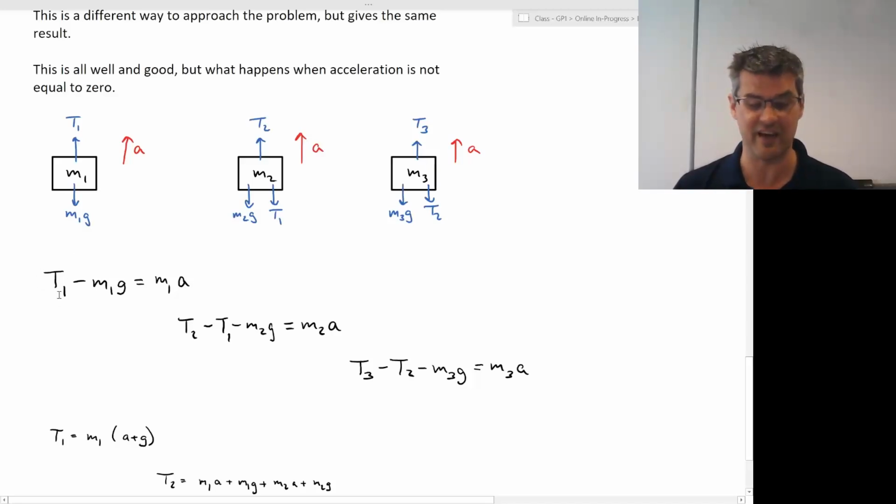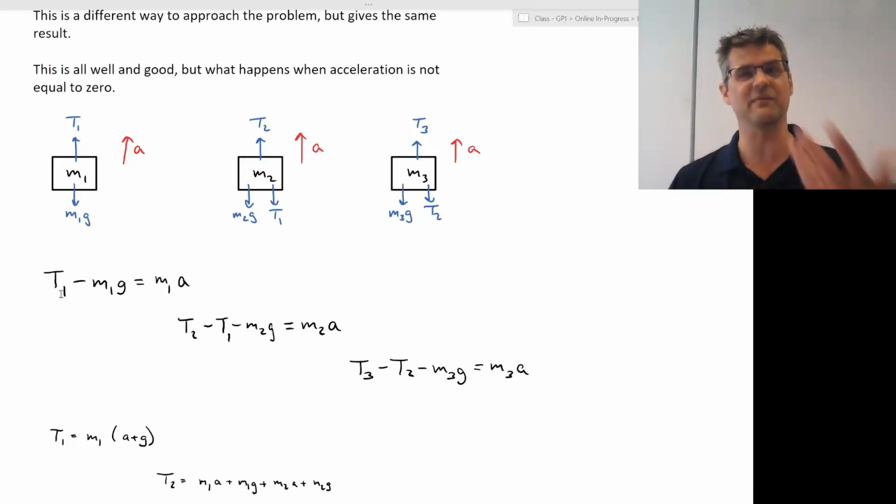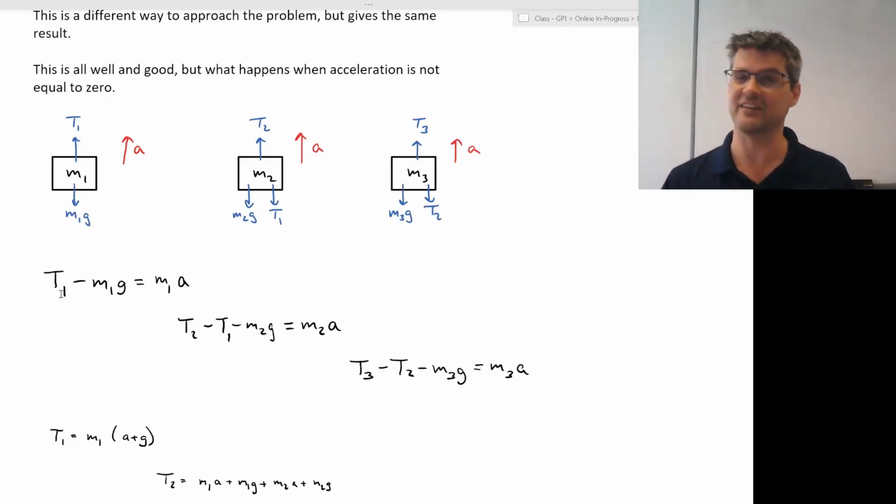And we'll notice now that T1 is not equal to m1g. It's equal to m1 times the quantity a plus g. If you tell me what the acceleration is, then I can tell you what the tension is. But the tension is not m1g anymore because there's an acceleration in our problem.